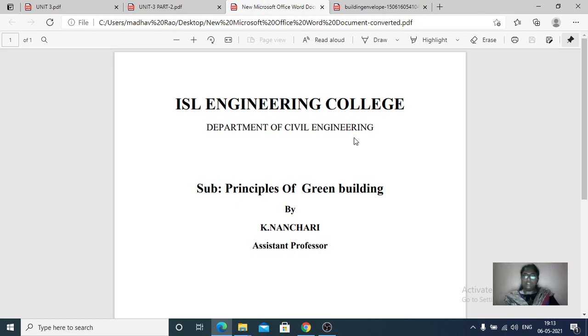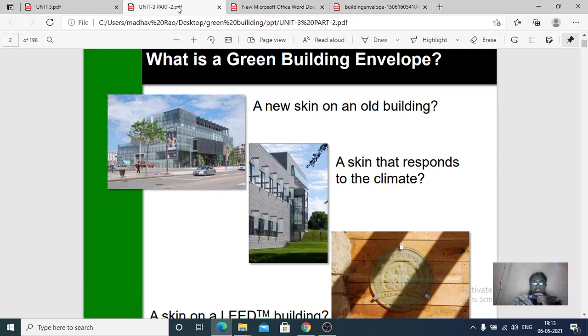Previously we have studied your energy efficiency. Next we will be dealing with methods to reduce the energy usage. How are we going to reduce the energy usage? That will be mostly used in conventional buildings versus green buildings. So now we will be studying the building envelope.